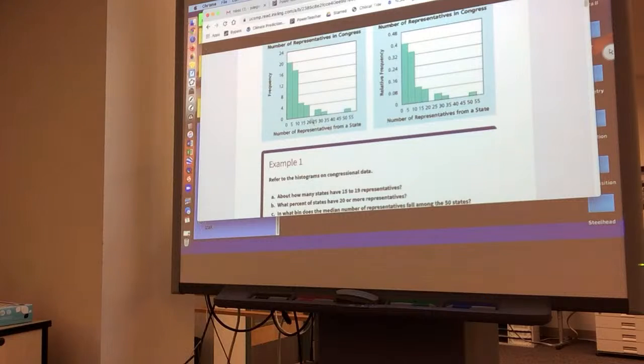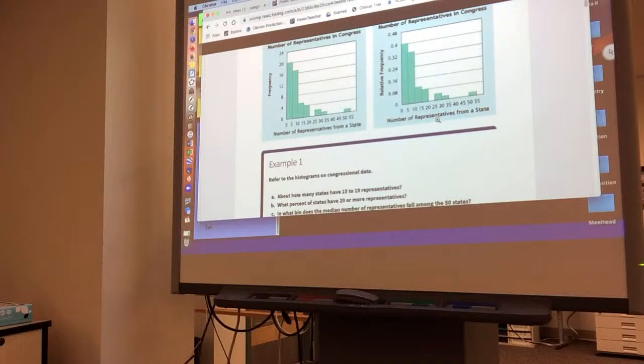Four. Looks like 4 right here, sure. What percent have 20 or more? So now we've got to look from 20 or more. It looks like 0.08. Yeah, it looks like these add up. This is probably 0.04, 0.02, 0.02. So 4%, 2%, 2%, so it adds up. This is 8% cumulative. Everything greater than.